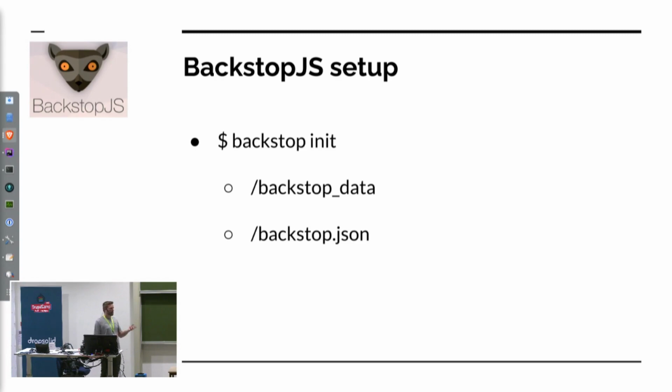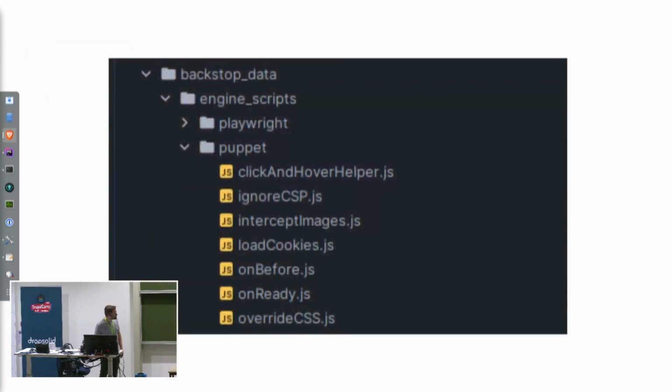If you want to interact with a cookie banner, for example, that's a script you can put in the Backstop data folder. Looks something like this. There are some default scripts included by Backstop themselves, divided in 2 separate folders, one for Puppet, one for Playwright. Puppet is for the Chrome headless browsers, Playwright is for the Firefox and other WebKit browsers.